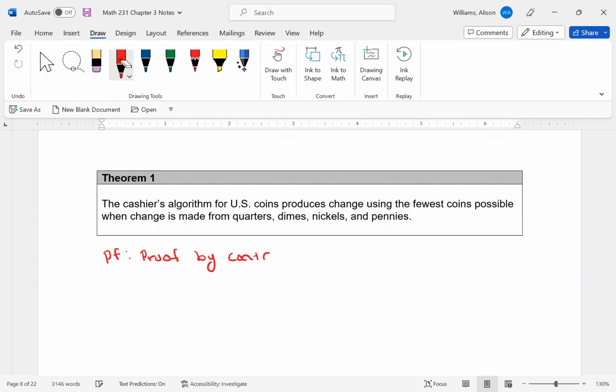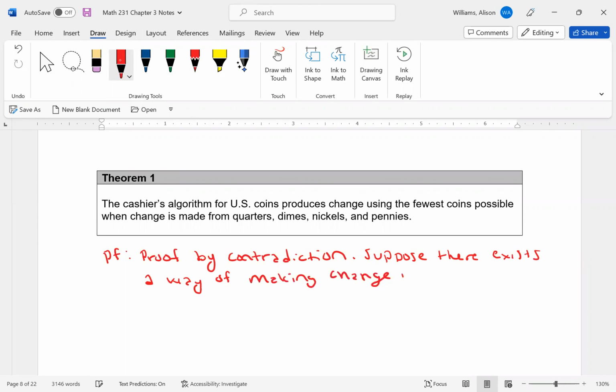Okay, so here's how we're going to do it. Wow, that's not how you spell contradiction. Contradiction. There we go. All right. So we're going to say, suppose there exists a way of making change using fewer coins than the cashier's algorithm.